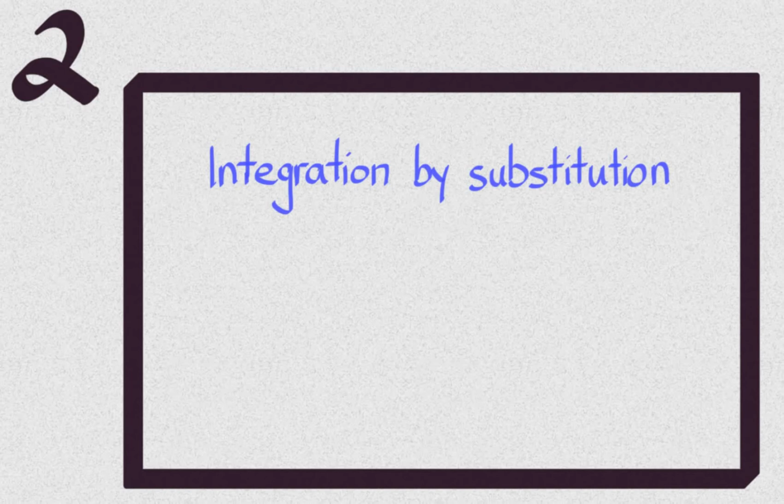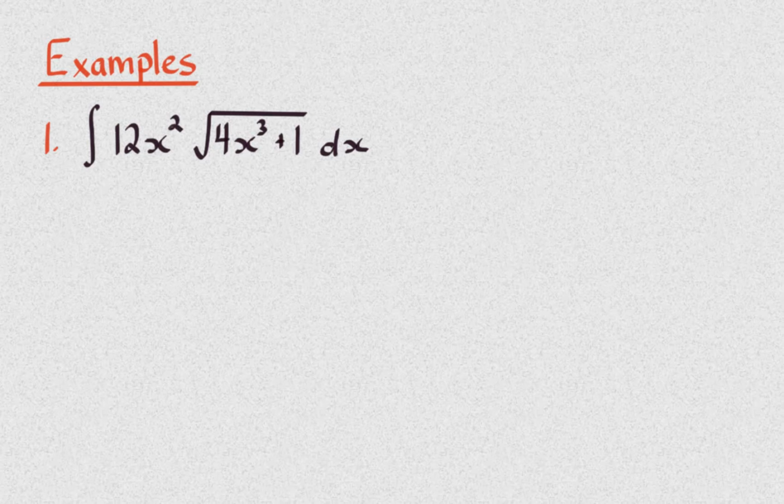First, we're going to start off with an example that can be done using the chain rule. So we have the integral of 12x squared outside of root 4x cubed plus 1. Before we use the method of substitution, pause the video and have a go at this question using the chain rule.